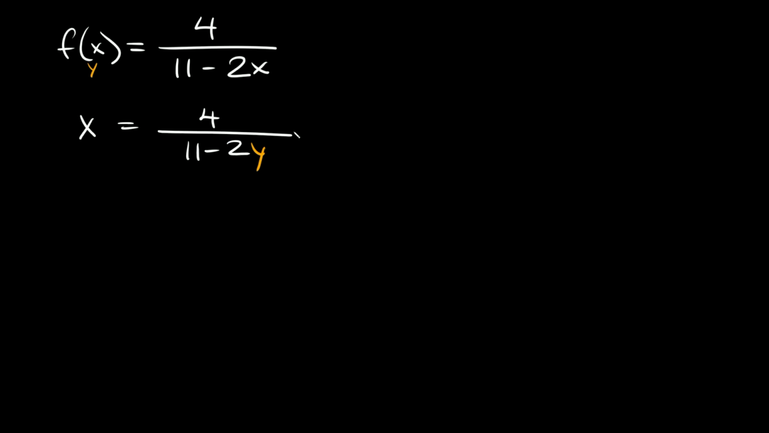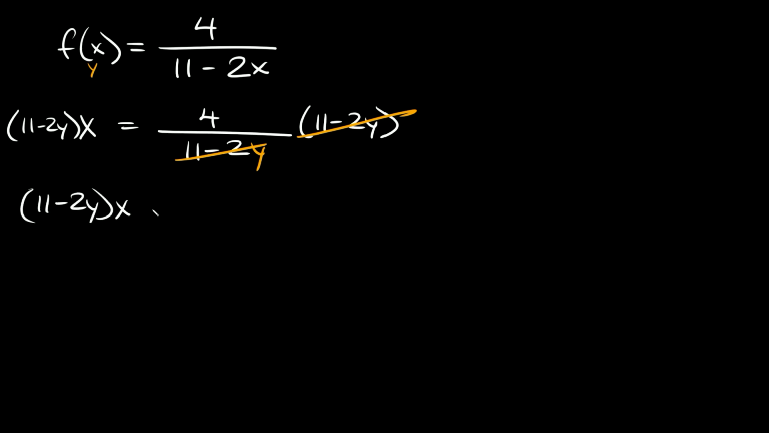So again, to undo that and put it up top, just multiply both sides by the denominator. So in this case, it's going to be 11 minus 2y, right? And same thing over here, 11 minus 2y. So then on this side, those cancel out. And on this left side, we have 11 minus 2y times x is equal to just 4.